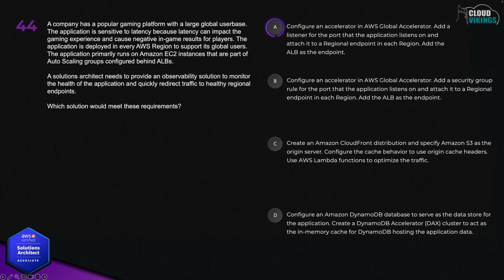The best answer here would be A. Configure an accelerator in AWS Global Accelerator. Add a listener for the port that the application listens on and attach it to a regional endpoint in each region. Add the ALB as the endpoint.